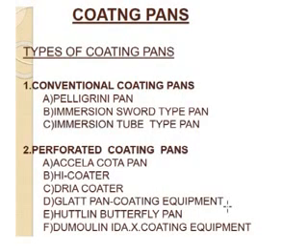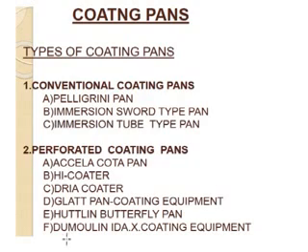Now the coating pans. There are several pans we use for coating purposes. In the classification of coating pans, the first one is the conventional coating pan, and another one is the perforated coating pan. In the conventional coating pan there are three types: the filigree pan, the immersion sword type pan, and the immersion tube type pan. So there is a little bit of difference.